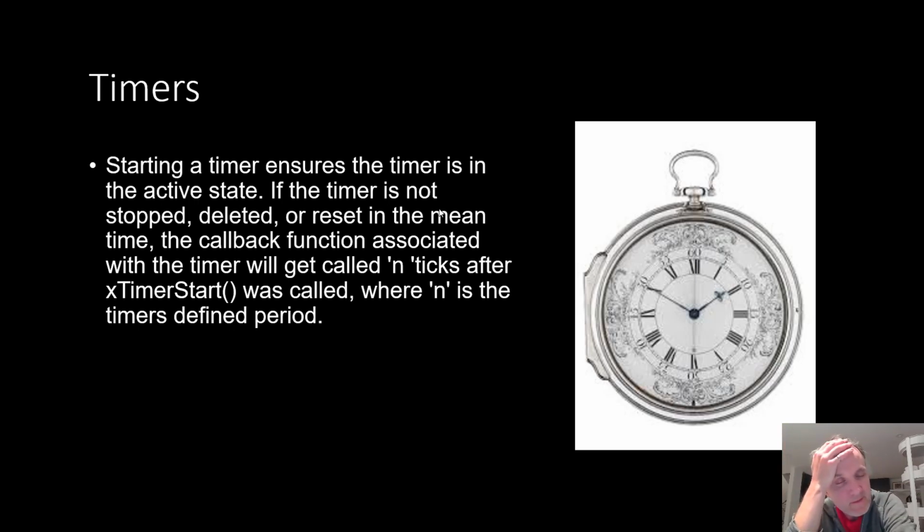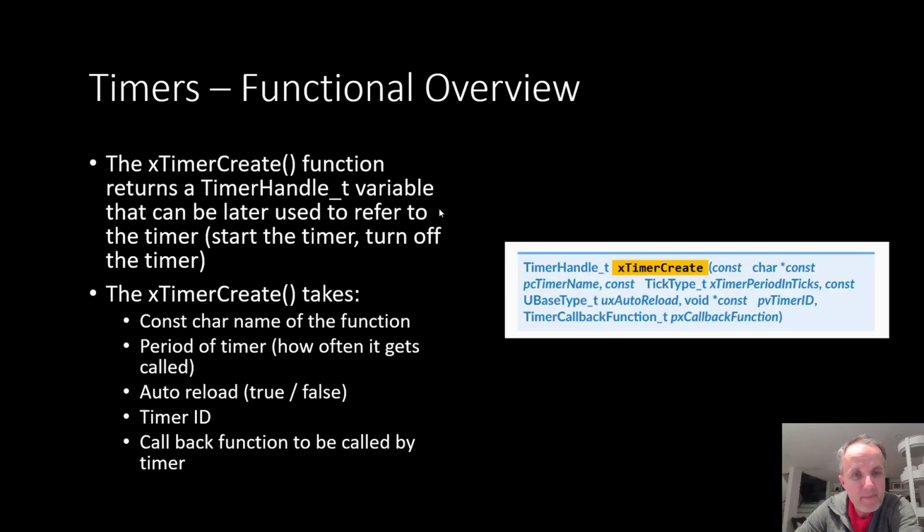So this is right out of the FreeRTOS documentation. Starting a timer ensures the timer is in the active state. The timer is not stopped, deleted, or reset. In the meantime, the callback function associated with the timer will get called in N ticks after xTimerStart was called. And we convert ticks to milliseconds, right? Where N is the timer's defined period. So at the end of the period, the function gets called.